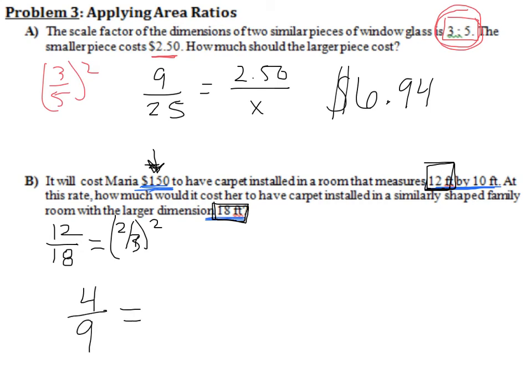That's going to be equal to, I have to know where should I put the 150. Is the 150 dealing with my small room or large room? It's dealing with my smaller room. So asking how much would it cost for my large room? So now I cross multiply and divide, and I would get that it would cost $337.50.